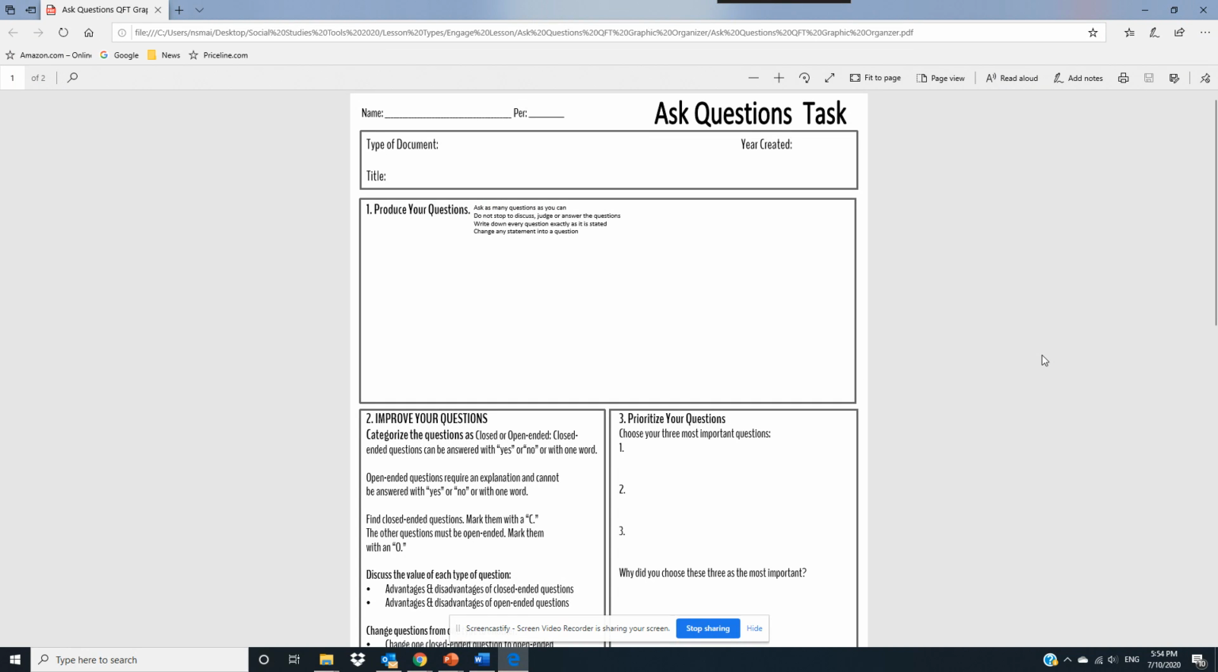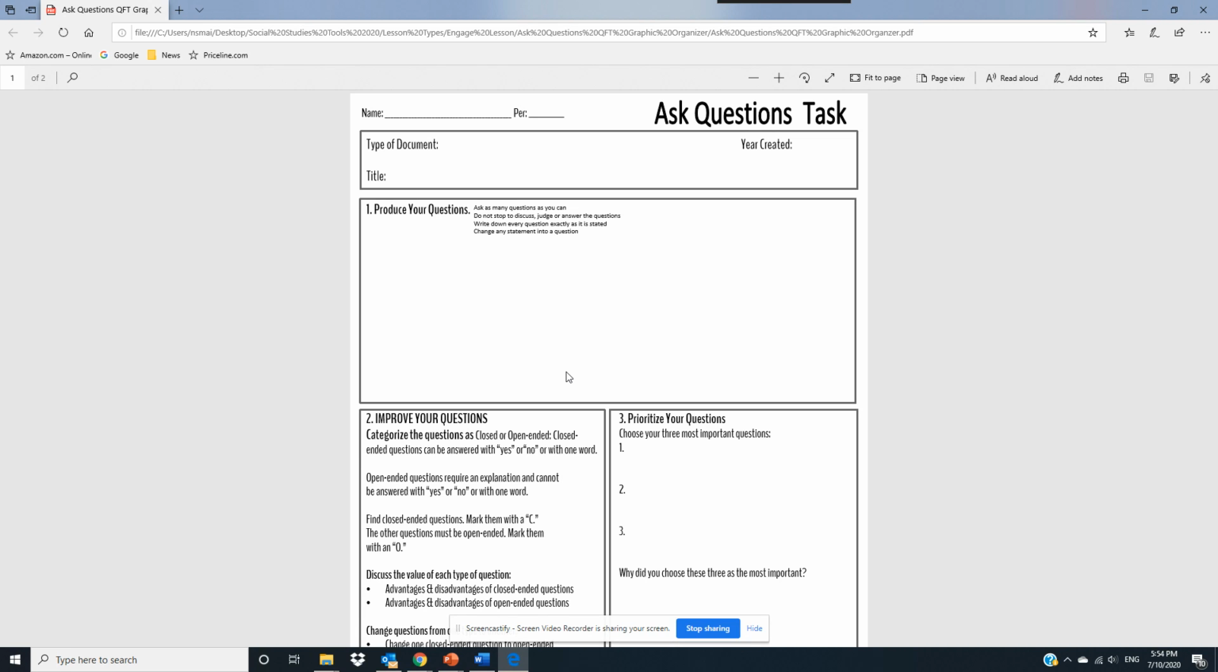The other part that we want to highlight here is the Ask Questions task. And so this is the task or graphic organizer that can be used for the question formulation technique. Students would obviously put their name and their period up at the top. They would name the document or the stimulus and the title of it and possibly the year that it was created if that information is available to them. And then here in the space here is where they provide and produce their questions.